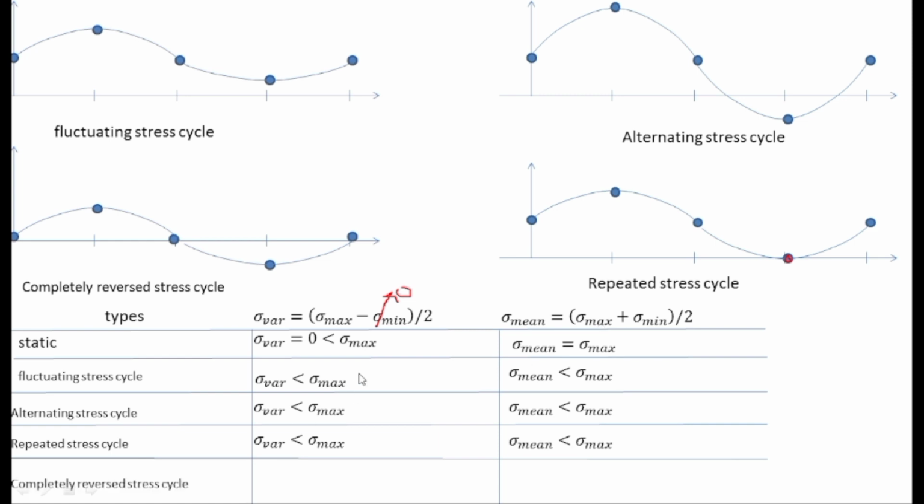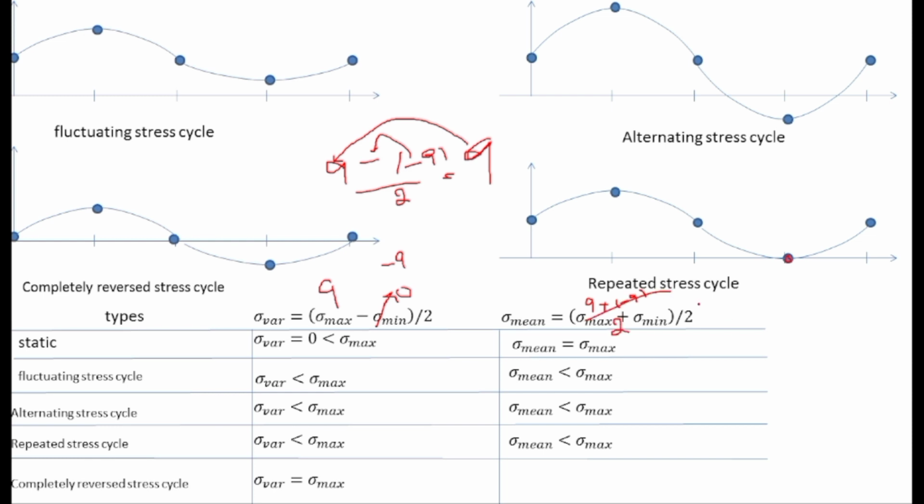After that, the final case is the completely reversed cycle. For that case, sigma max is equal to sigma minimum in magnitude. Let's say sigma max is 9 and sigma minimum is minus 9. So 9 minus minus 9 divided by 2, so this will become a positive sign. So 18 divided by 2 will give you 9. So sigma variable is equal to 9, which was also the value of sigma max. So sigma variable is equal to sigma max. And in case of sigma mean, this sigma max is 9 and minimum is minus 9, divided by 2, that will give you 0.